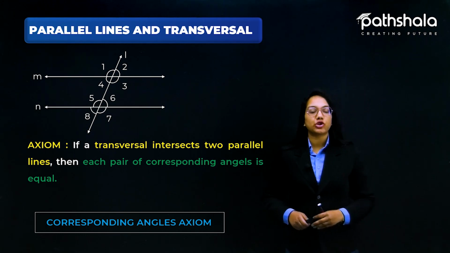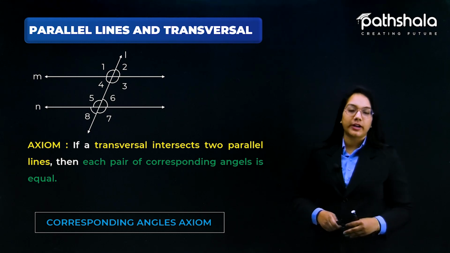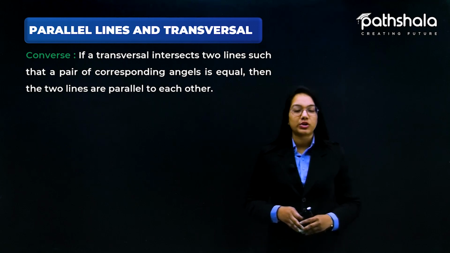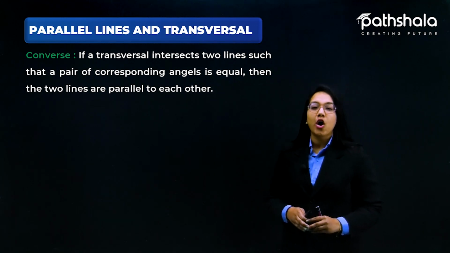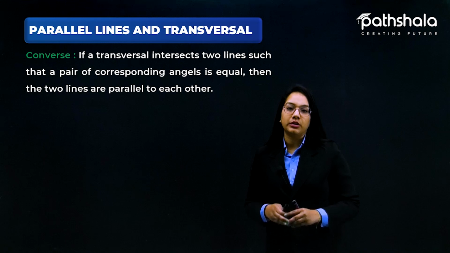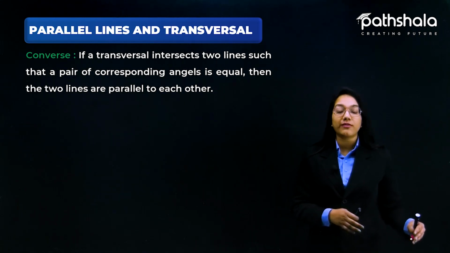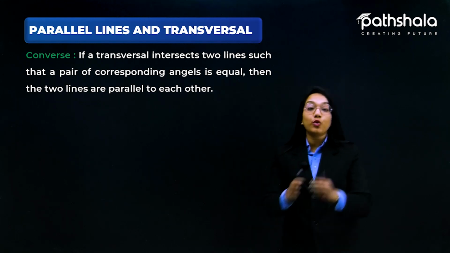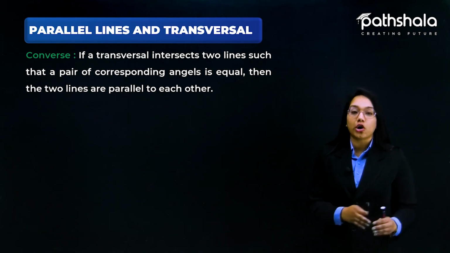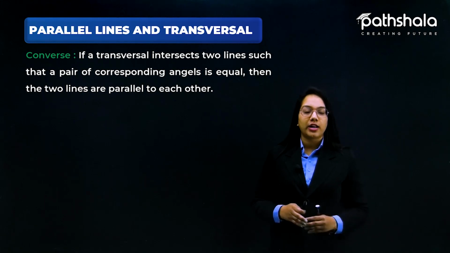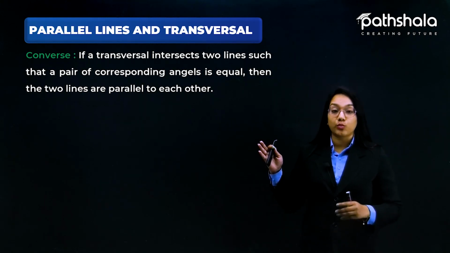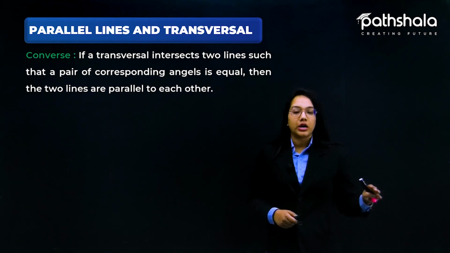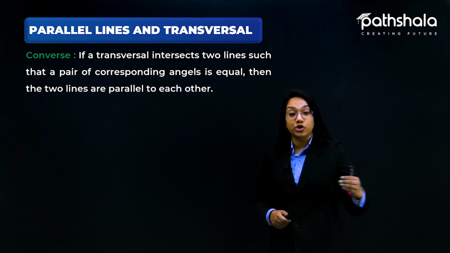Now let us suppose I'm talking about the converse of this axiom, which says if a transversal intersects two lines such that a pair of corresponding angles is equal, then the two lines are parallel to each other. So here we have the condition that a pair of corresponding angles are equal, and we have to prove whether the two lines are parallel to each other or not. Let us prove whether this converse is true through an activity, because we do not know whether it is true or false.